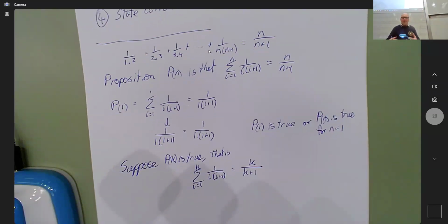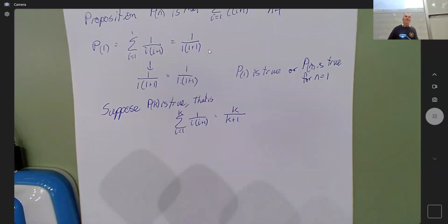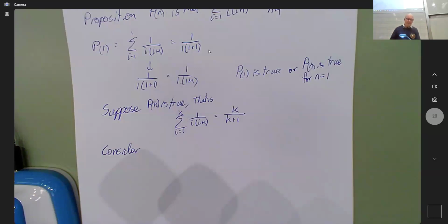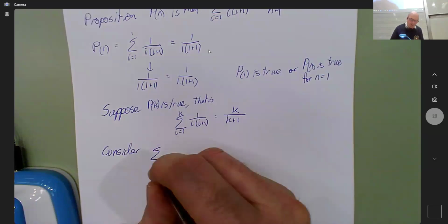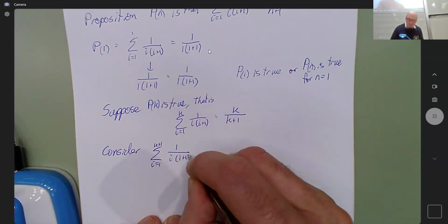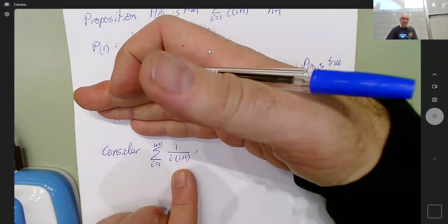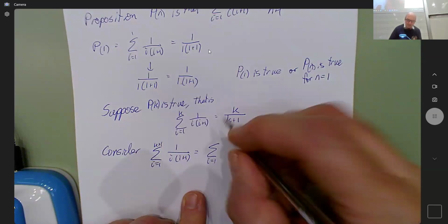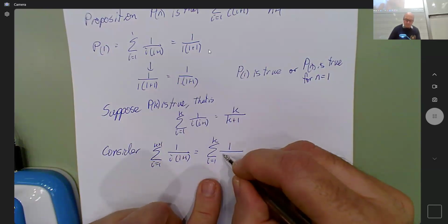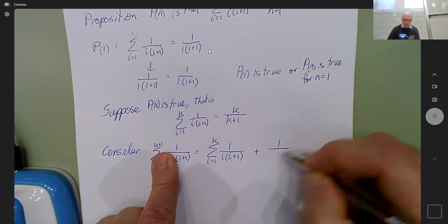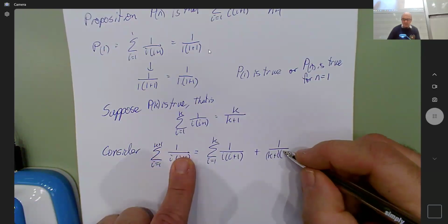Now, what I want to do is not say what it is, I want to think about it. So we're actually going to say consider, and I want to consider one side or the other. So of the next case, I'm going to consider the sum from i is equal to 1 to k plus 1 of 1 on i times i plus 1. Now, I'm going to forget all about what happened before this, and just focus on what this says, except I'm going to use the thing that I just supposed I knew the answer to. So I'm going to put that bit in, and then I'm going to add the k plus 1 term too. So 1 on k plus 1, k plus 1 plus 1, I'm going to say k plus 2.